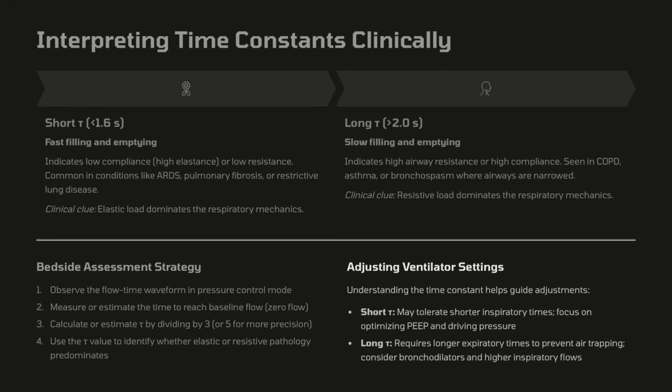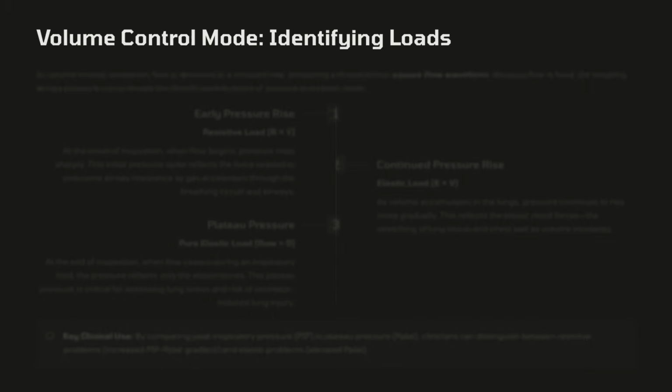your ventilator accordingly. So if you have a short tau, you may tolerate shorter inspiratory times. Focus on optimizing the PEEP and the driving pressures. This is more so in ARDS. In COPD, you will have a long tau, which requires longer expiratory times. Prevent the air trapping and consider bronchodilators to improve this tau.